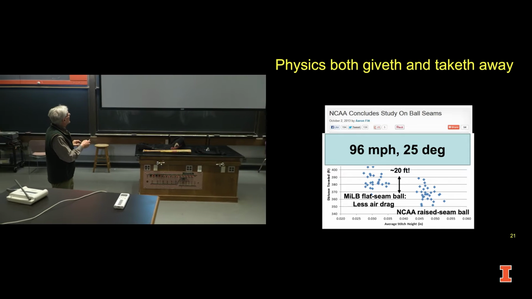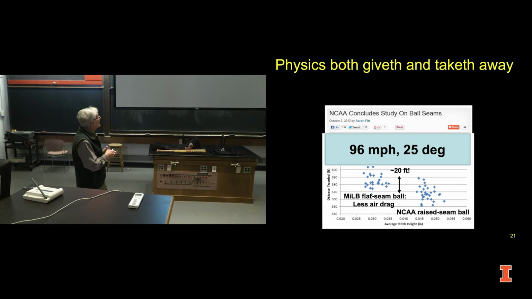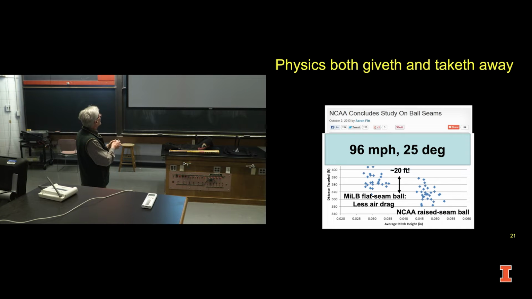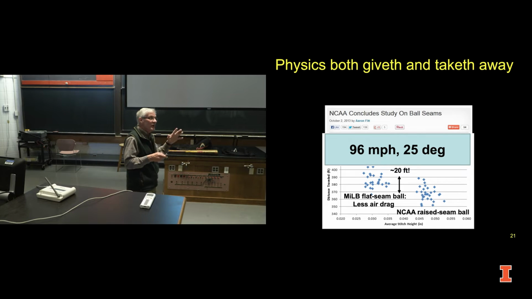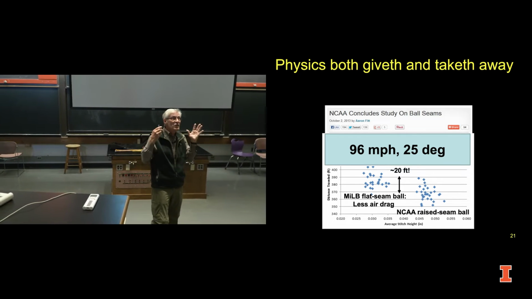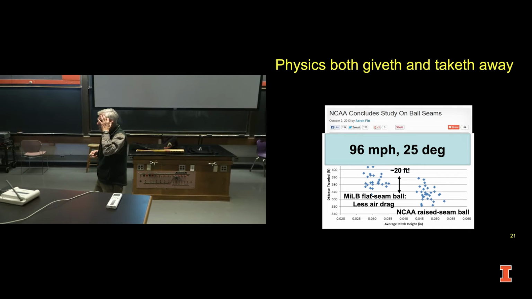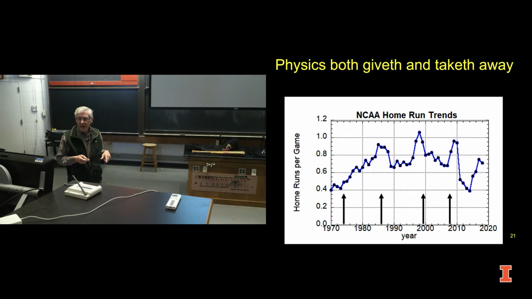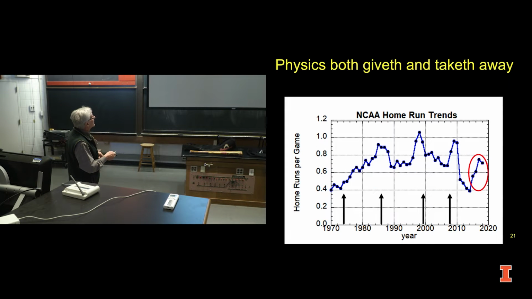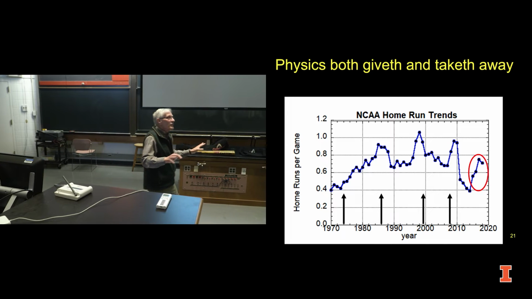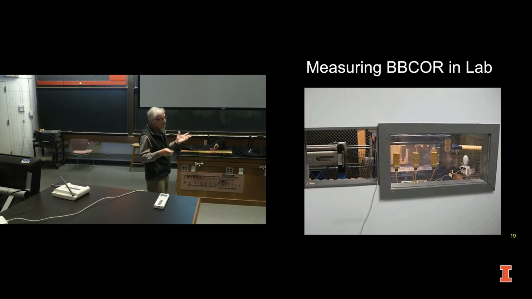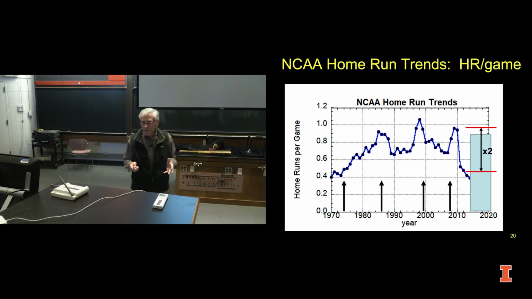So you could do a laboratory experiment, and this is what was done. Here is the NCAA raised seam ball fired out of a cannon at these parameters. And there's about a 20-foot difference between a flat seam ball and a raised seam ball. 20 feet is enormous. So beginning whatever year that was, 2015 or so, NCAA switched to that, and this is what happened. Home runs went back up again. But now everyone seems to be happy. They found a good compromise between this and this. So physics really does work.